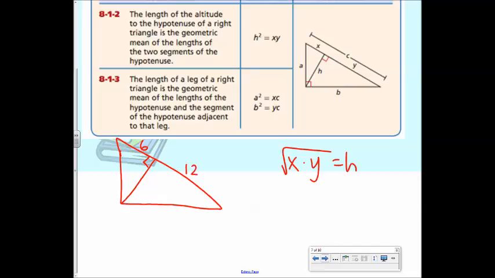All right, so how would I do that? I would do 6 times 12 and then take the geometric mean. So what do I do first with these two? Multiply them and then square root it, right? So h would be the square root of 72, which is approximately 8 point something. But we can keep it as square root of 72, right? Yes. You can leave it as square root of 72.